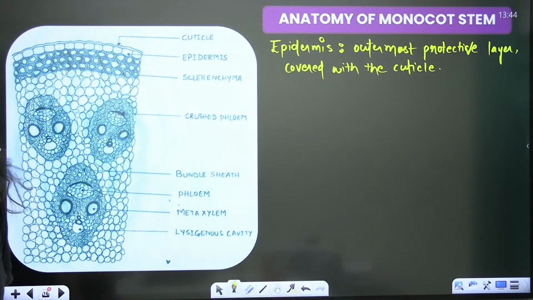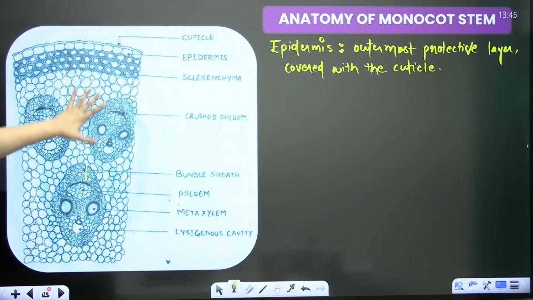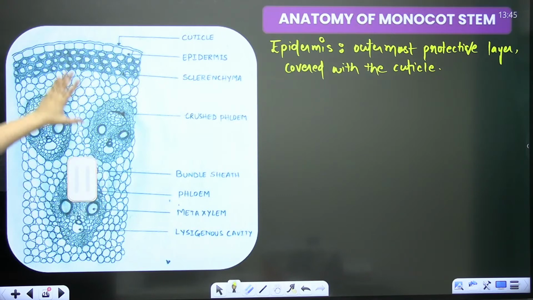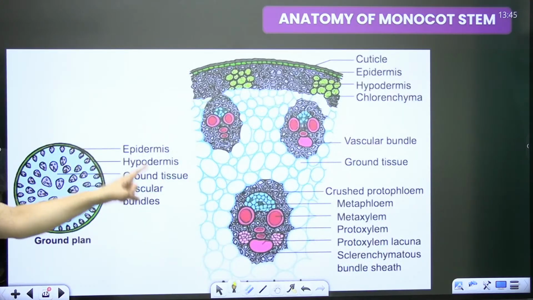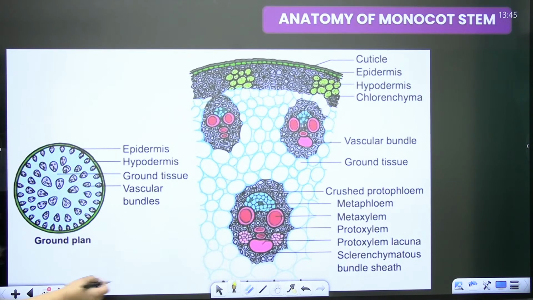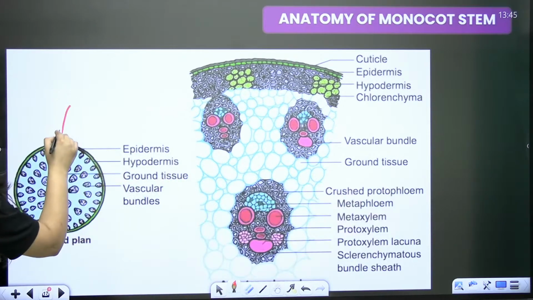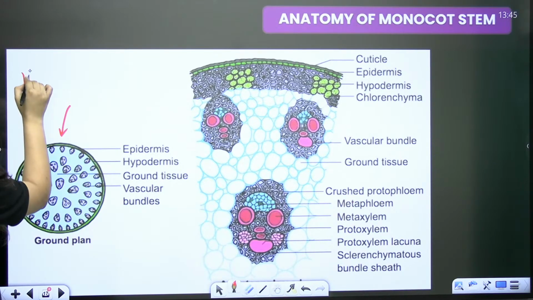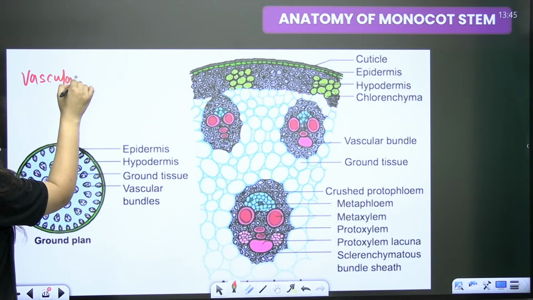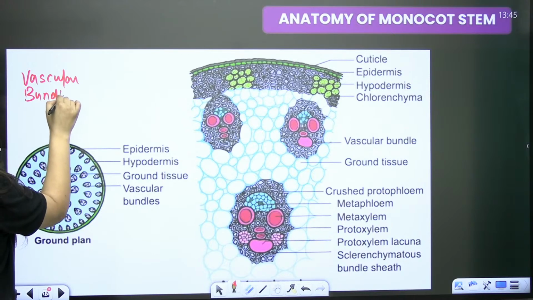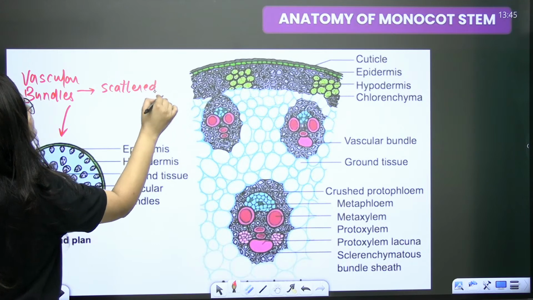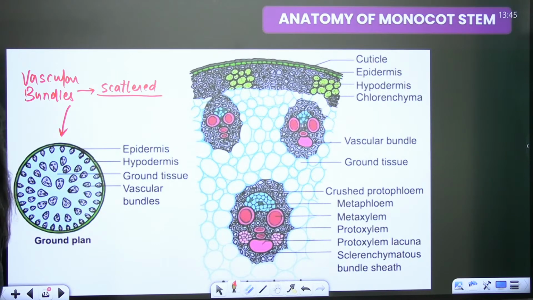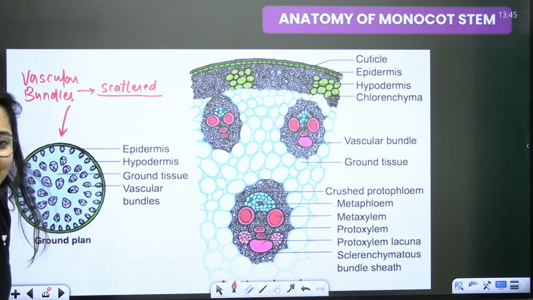But when you look at this part, can you see that the cortex is not properly differentiated? When you look at the monocot stem, have a look here. This is the transverse section. So can you see that vascular bundles are scattered here? Yes, vascular bundles are just scattered.